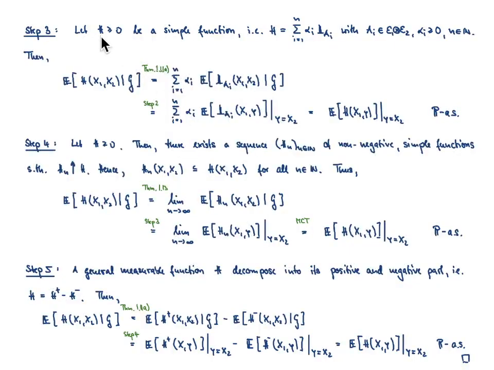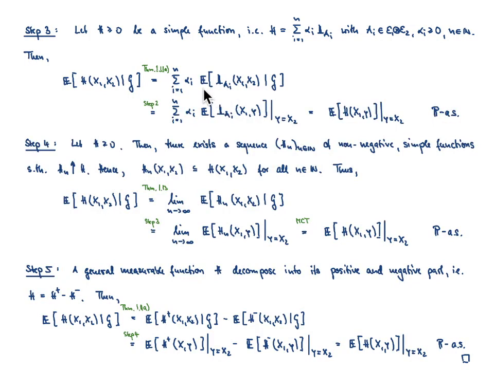Well, the next step is to consider that H is a non-negative simple function, meaning that I can write H as a finite linear combination of non-negative real numbers alpha i multiplied by the indicator function of measurable sets A i chosen from this product sigma algebra. So in that situation, the proof is rather simple. You simply use linearity of the conditional expectation. Namely, that allows us to rewrite the conditional expectation of H of x1 and x2 given G as simply that linear combination of the conditional expectation of the indicator function of A i of x1 and x2 given G.